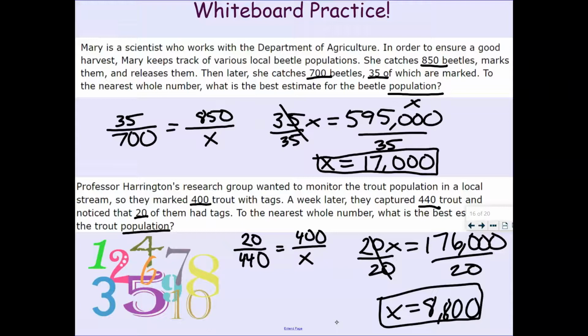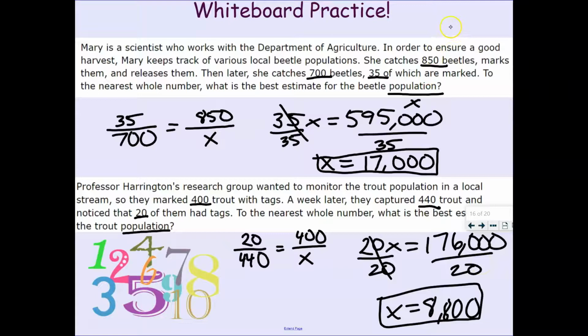Okay, let's see how you did. So 20 times X is 20X. 440 times 400 is that. Divide by 20 on both sides to get the X by itself, and you should have ended up with 8,800 trout. That's a whole lot of fish.